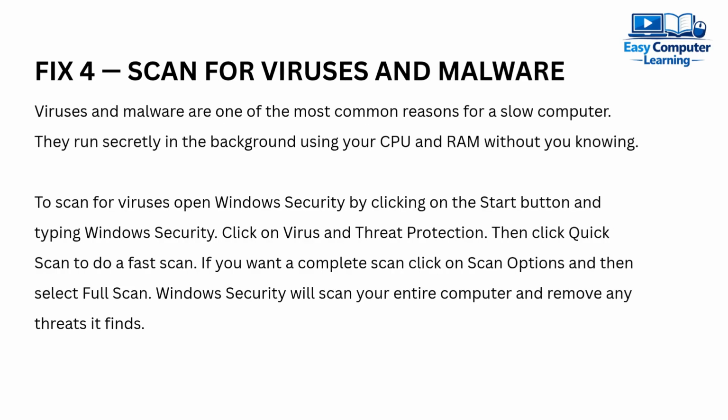Fix 4. Scan for viruses and malware. Viruses and malware are one of the most common reasons for a slow computer. They run secretly in the background using your CPU and RAM without you knowing. To scan for viruses, open Windows Security by clicking on the Start button and typing Windows Security. Click on Virus and Threat Protection. Then click Quick Scan to do a fast scan. If you want a complete scan, click on Scan Options and then select Full Scan. Windows Security will scan your entire computer and remove any threats it finds.